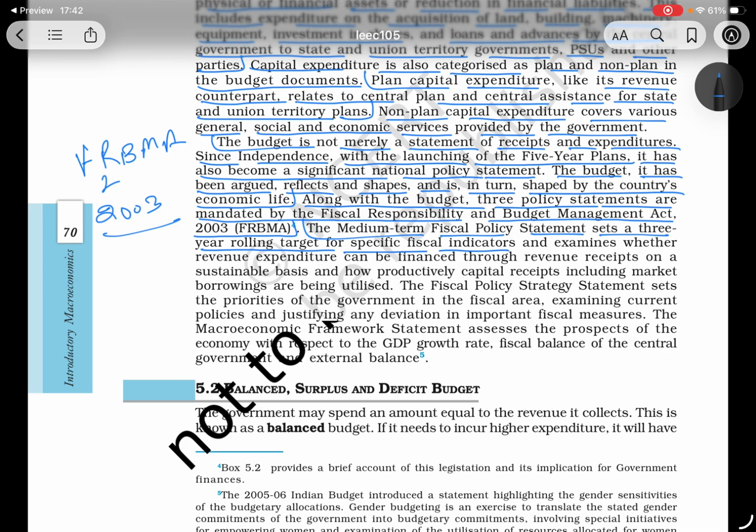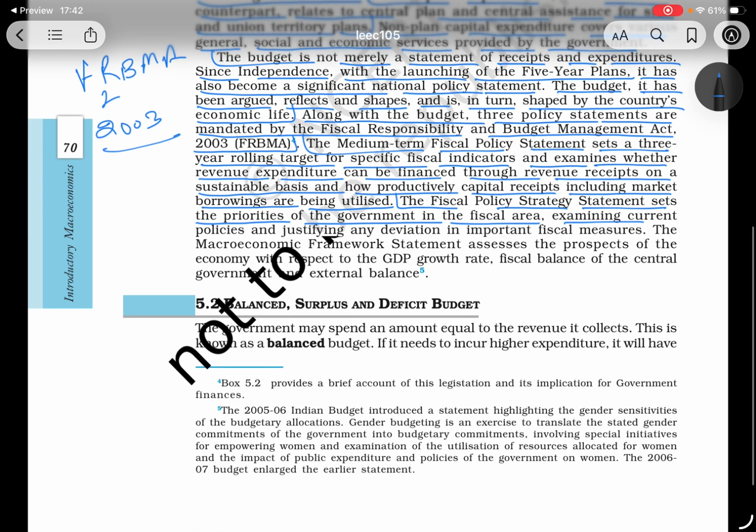specific fiscal indicators and examines whether revenue expenditure can be financed through revenue receipts on a sustainable basis and how productively capital receipts, including market borrowings, are being utilized. The fiscal policy strategy statement sets the priorities of the government in the fiscal area, examines current policies, and justifies any deviation in important fiscal measures.